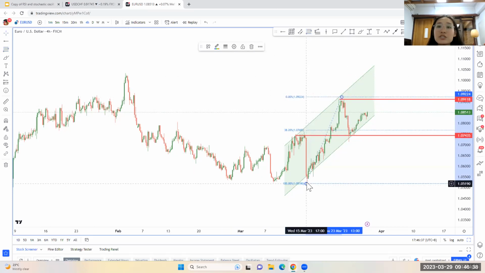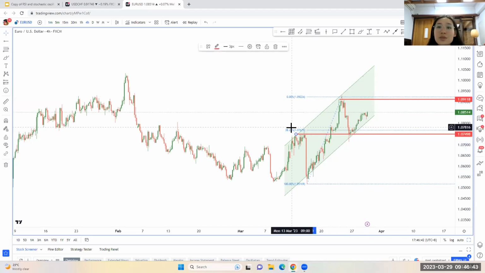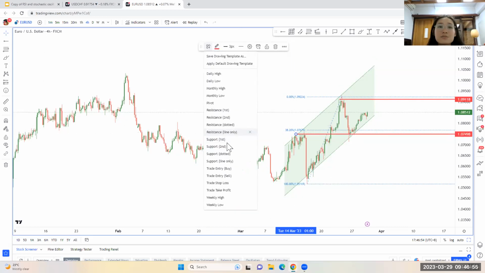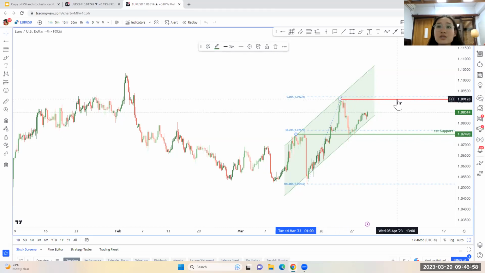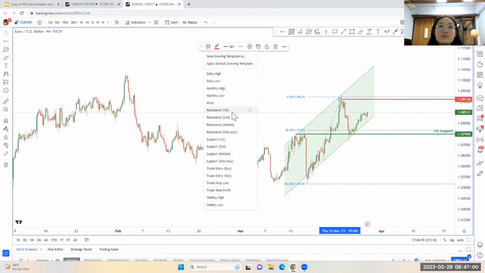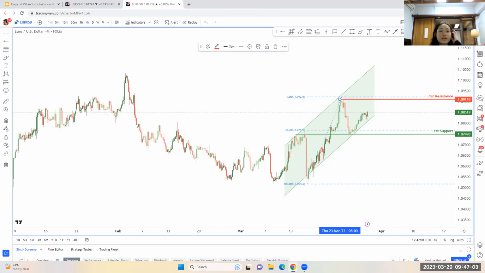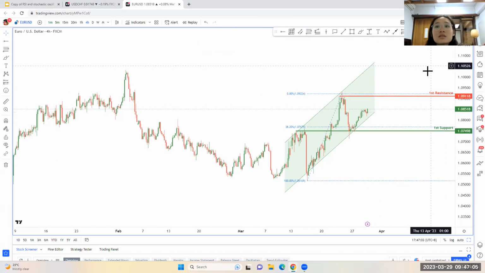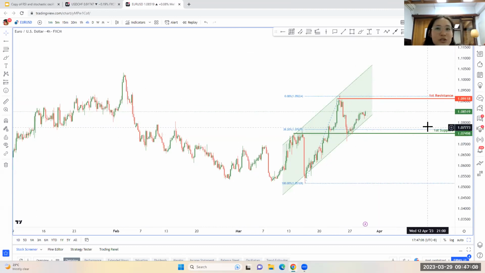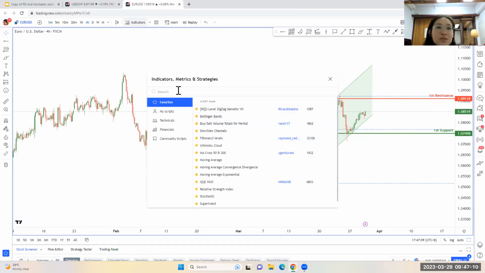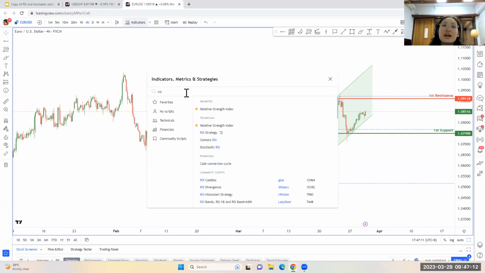On my Fibonacci retracement, I can see that the 38.2% lines up nicely with my first resistance here. Let me just label this. First support and first resistance. Okay. So this is just a very brief graphical analysis example, but I want to focus more on the RSI indicators.